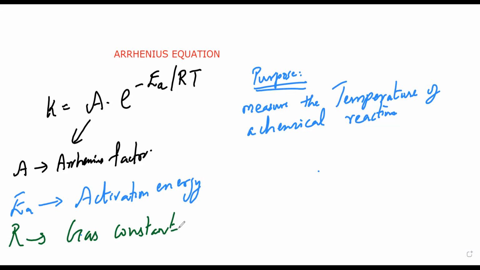So what is the main purpose of the Arrhenius equation? To measure the temperature of a chemical reaction. In the sense, temperature can be determined accurately by using what? The Arrhenius equation.